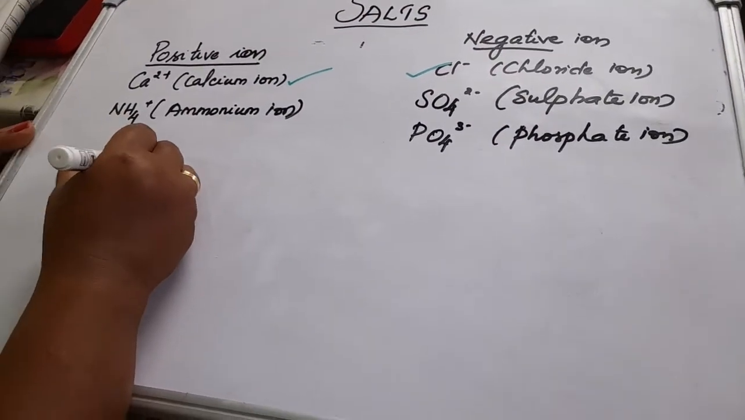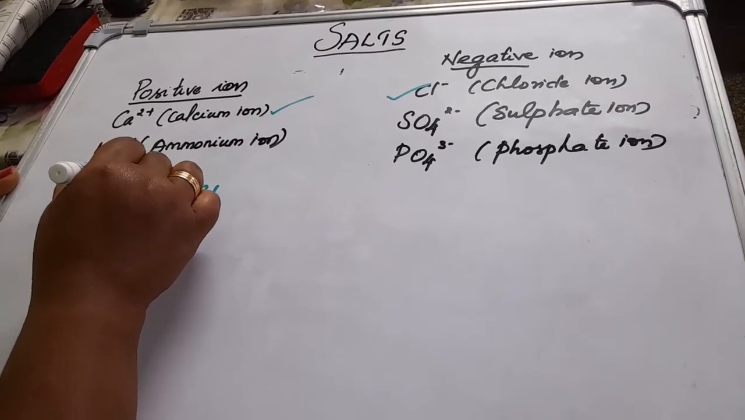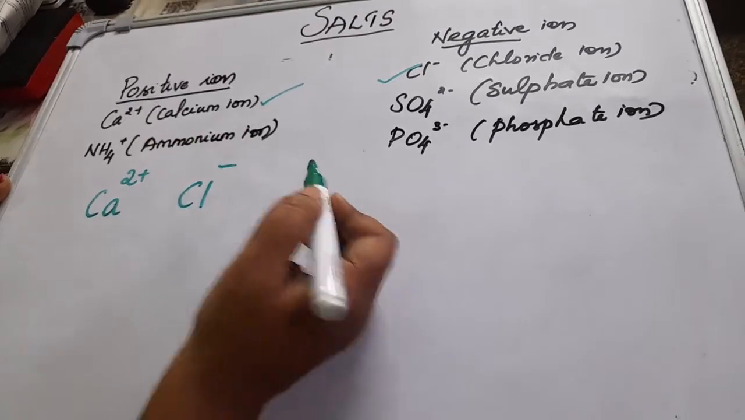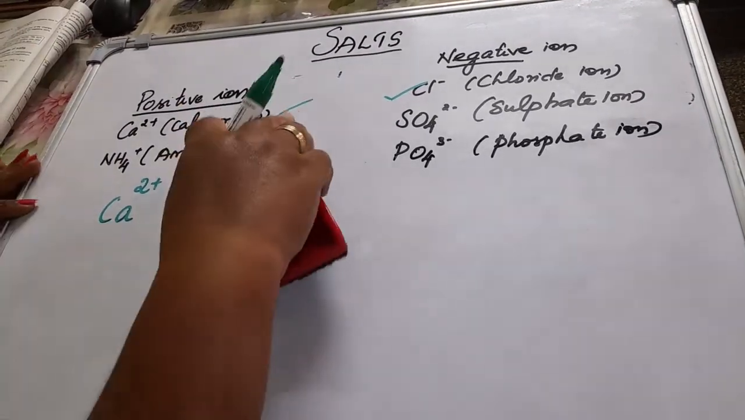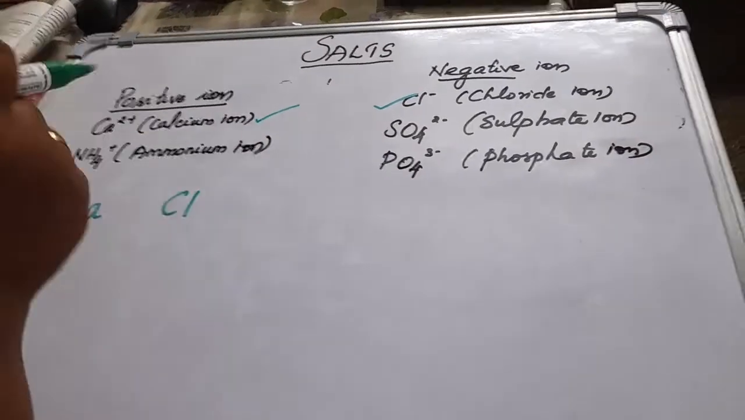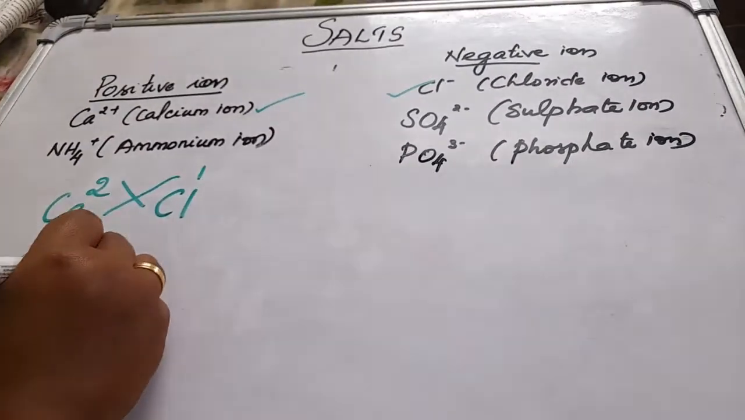First I am taking calcium and chlorine. Calcium I am writing here, chlorine here. Calcium is 2 plus, chloride is Cl minus. You don't need to write the charge, you can just write 2 and 1 here. Cross multiply, we will get CaCl2.